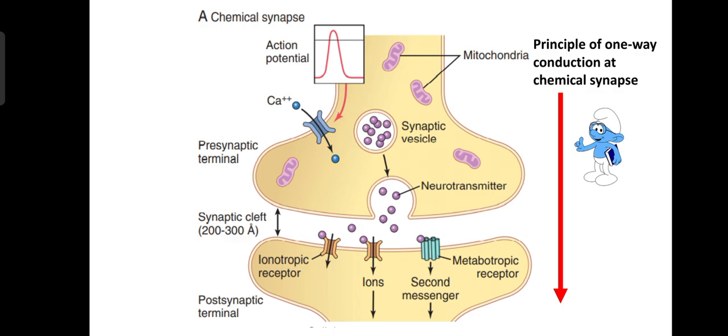An important characteristic of the chemical synapse is that it has unidirectional, or one-way, conduction, which means that the transmission of information will always be one way from the presynaptic terminal to the postsynaptic terminal, unlike in the electrical synapses, which were bidirectional.